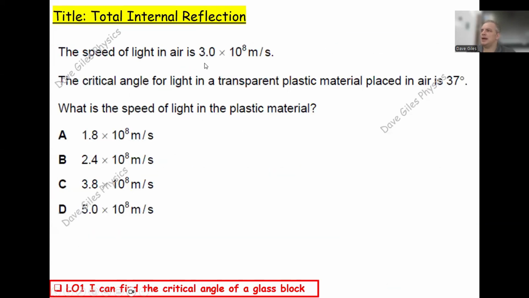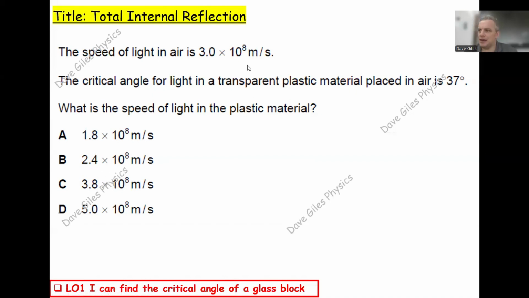The speed of light in air is 3 times 10 to the 8 meters per second. The critical angle for light in a transparent plastic material placed in air is 37 degrees. What is the speed of light in the plastic material? Now, you may need to go back and have a look at the last lesson on refraction to fully be able to answer this question. However, I'll quickly describe how you would do it.